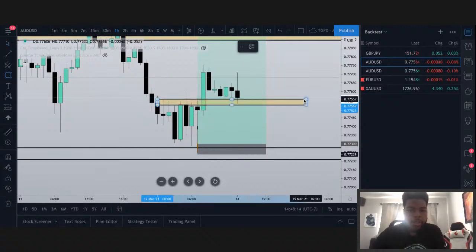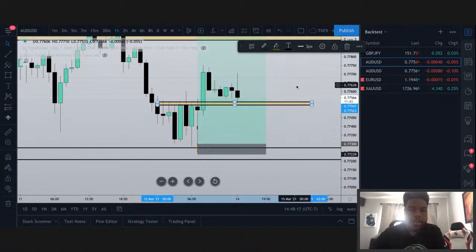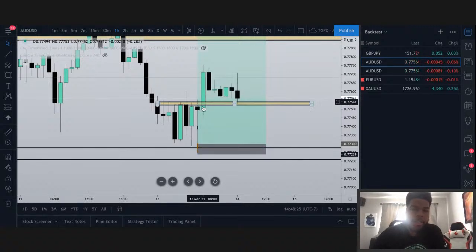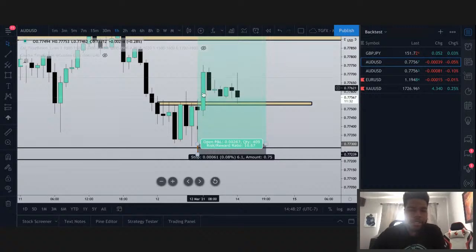So we can mark off this area of resistance or supply, and you can see price basically pulled up to it and then a big bullish candle smashed through it. So this is showing us that there were more buyers at this level than there were sellers. Okay, so there was an imbalance that pushed the market up.